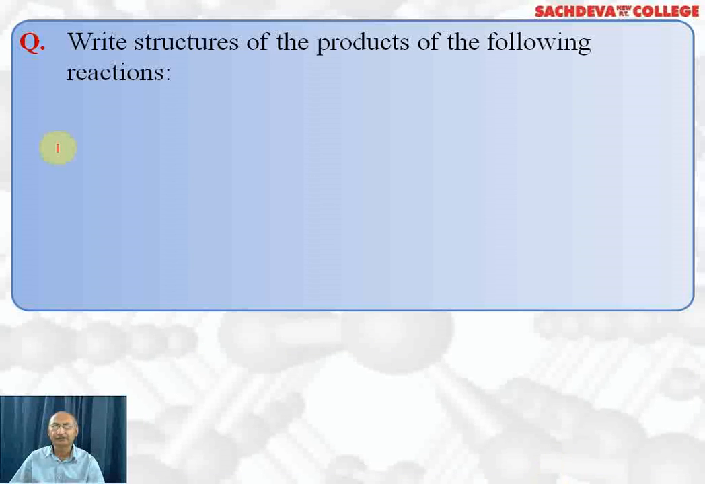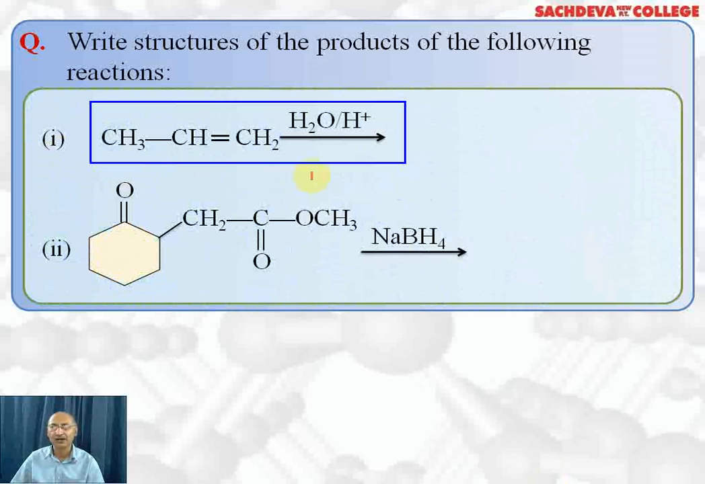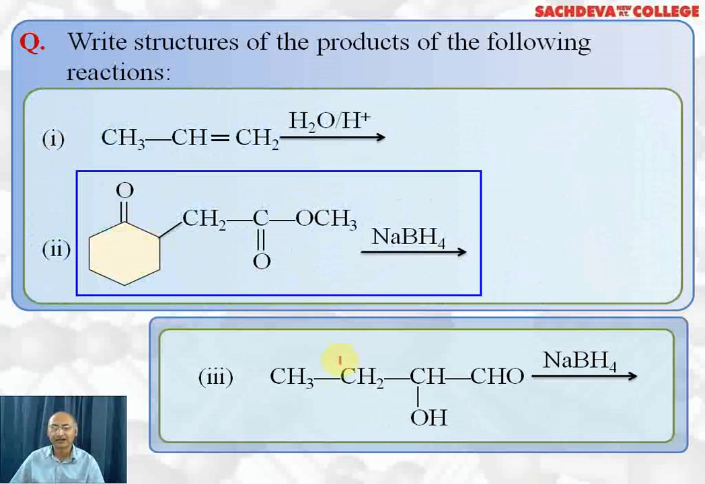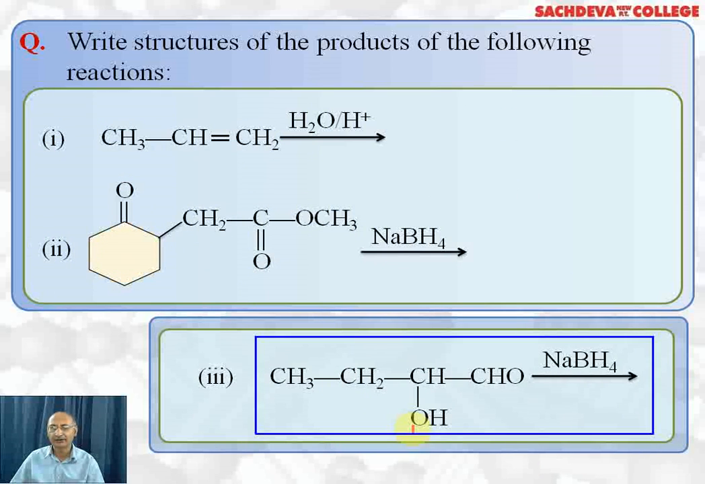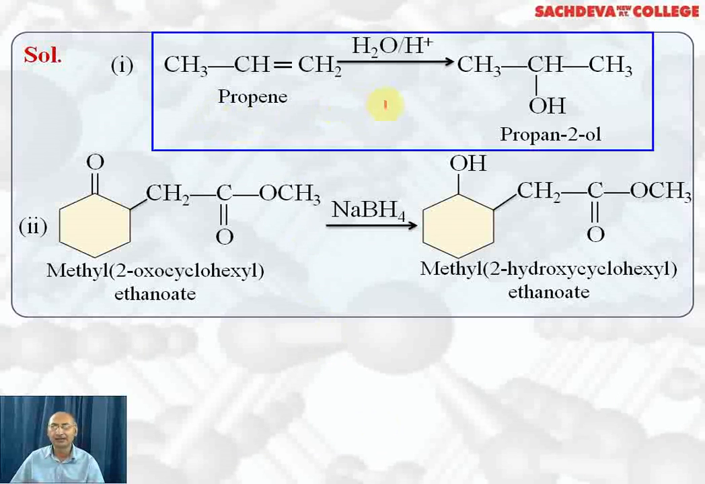Write the structure of the products of the following reactions. Propene plus acidified water. Second is an ester having a keto group reduced with sodium borohydride. Third is an alpha hydroxyaldehyde which is being reduced with sodium borohydride. Let's take up the first one. Propene reacts with acidified water. OH negative will attack this carbon and H will attach to this carbon. So we will get 2-propanol or propan-2-ol.